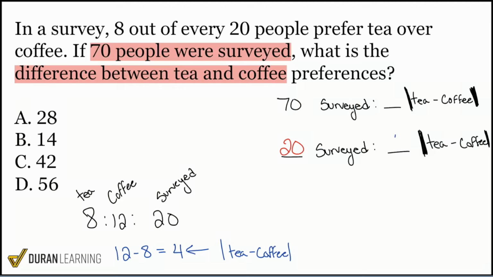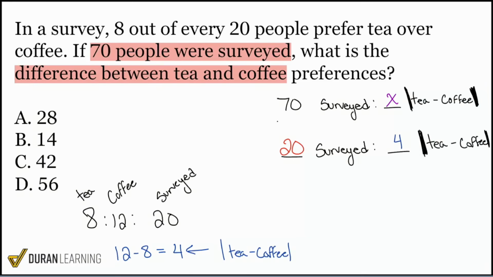So I'm going to plug the 4 in right there, and we're good to go. We're done. I can place an X right here because I can be certain that I'm comparing those surveyed with the difference between tea and coffee. I've set it up properly, and once I solve this proportion, whatever x is going to be the answer. Just like that, straightforward. Let me show you here.